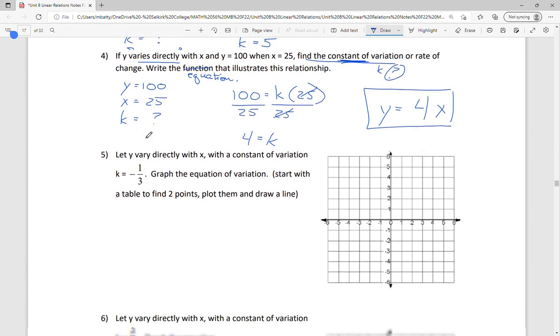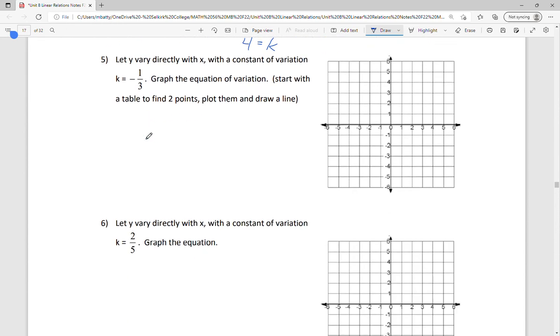Another one, or last two, it says let y vary directly with x. We have a constant of variation of negative 1/3. Graph the equation, and we're going to start with a table on this one. So we know that if k is negative 1/3, my equation is y equals negative 1/3 x. Sorry, I forgot to say negative there. So that's my equation. It says start with a table to find 2 points.